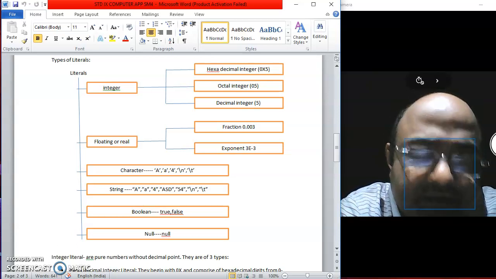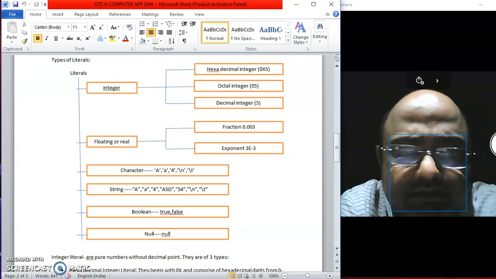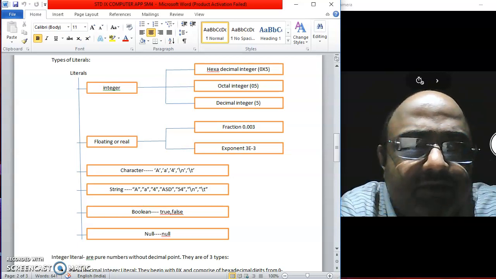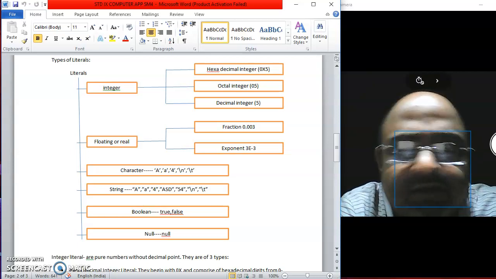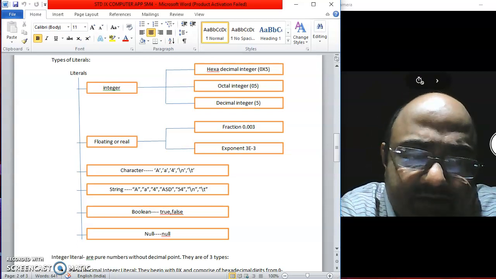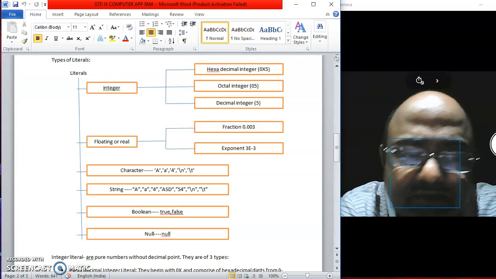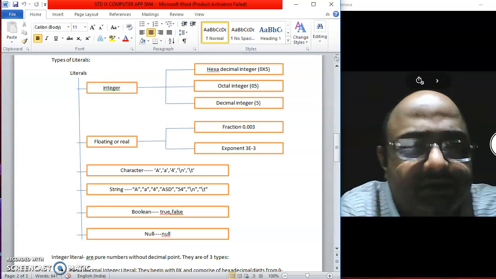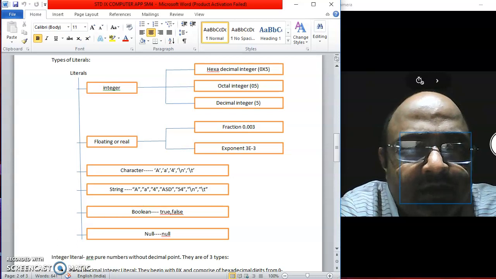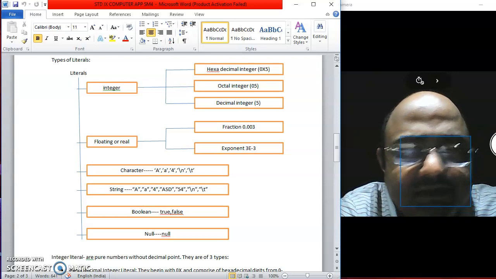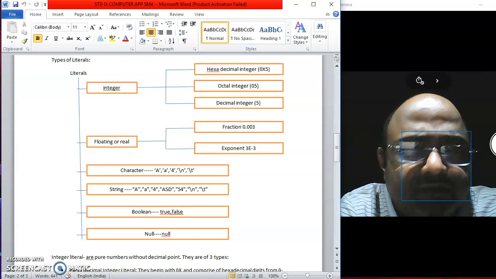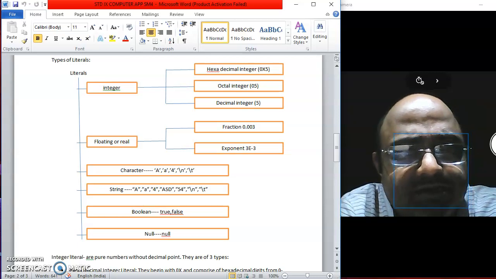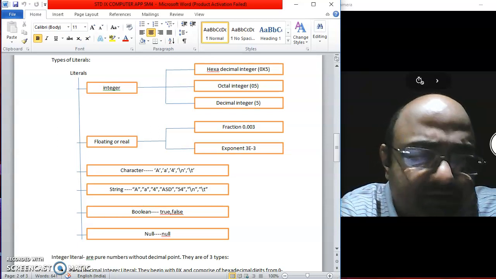First of all, integer literals. So what are integer literals? Integer literals are pure numbers without any decimal point. 5, 7, 19, 20, all such numbers come into the integer literals. Now, remember in your earlier classes, you would have studied about number systems. If you remember, there were 4 types: binary, octal, decimal, and hexadecimal. So these 4 number systems play a specific role in computing. Okay, and each number system is designed for a specific purpose.